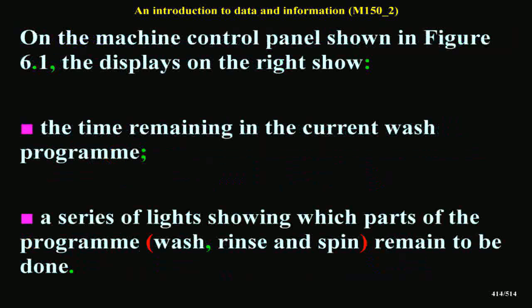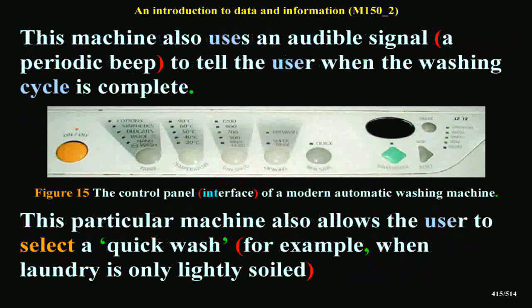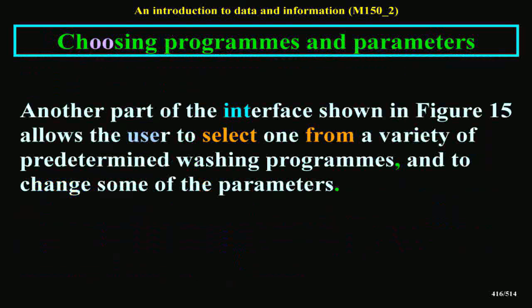The displays on the right show the time remaining in the current wash program. A series of lights shows which parts of the program, wash, rinse and spin, remain to be done. This machine also uses an audible signal, a periodic beep, to tell the user when the washing cycle is complete. Figure 15. The control panel interface of a modern automatic washing machine. This particular machine also allows the user to select a quick wash, for example, when laundry is only lightly soiled. Choosing programs and parameters.